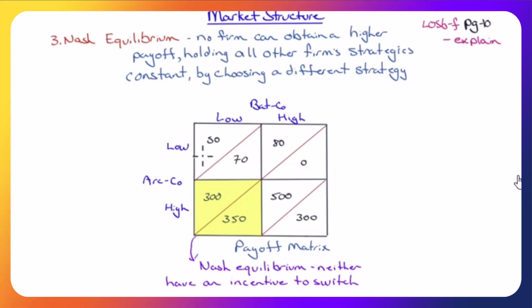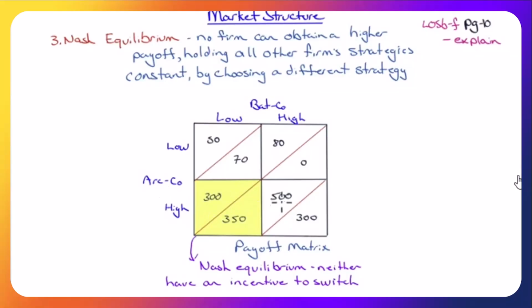If ARCO is low, BATCO can either make 70 or 0. So BATCO will clearly choose low. If ARCO is high, BATCO can either make 350 or 300. So BATCO will choose low. ARCO will choose high, BATCO will choose low, so this becomes the Nash equilibrium.